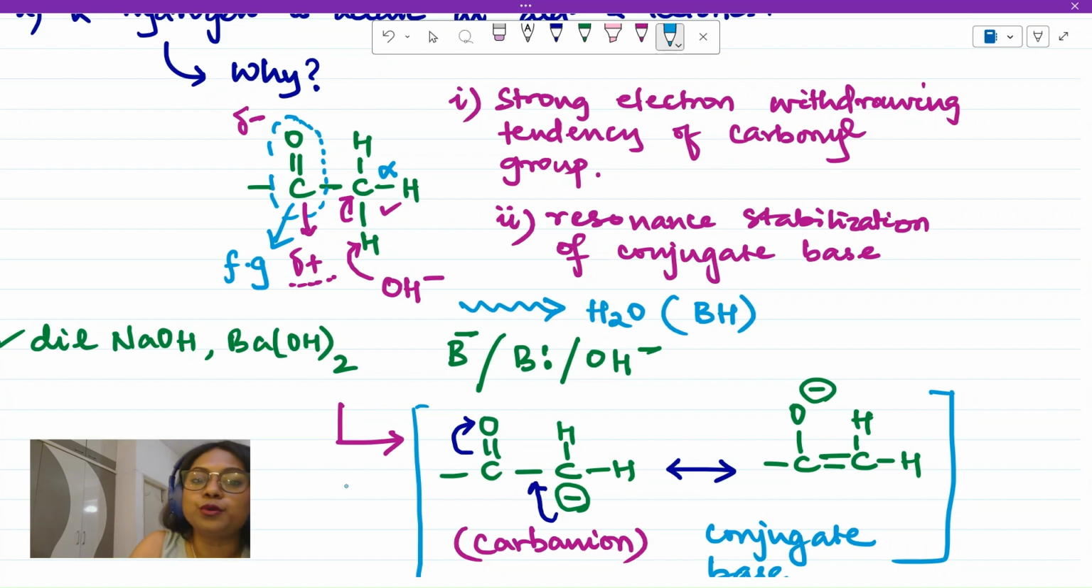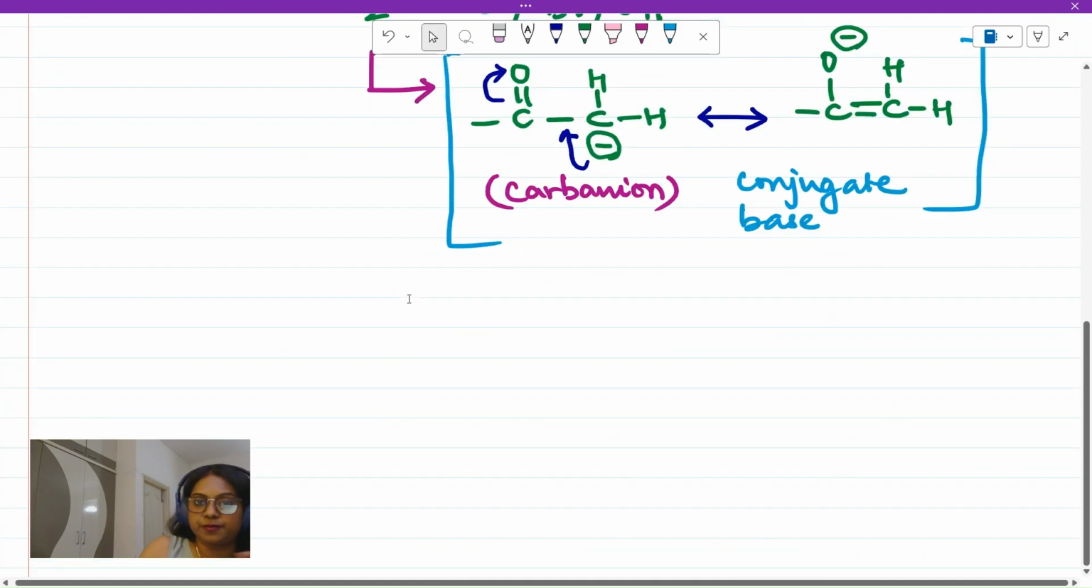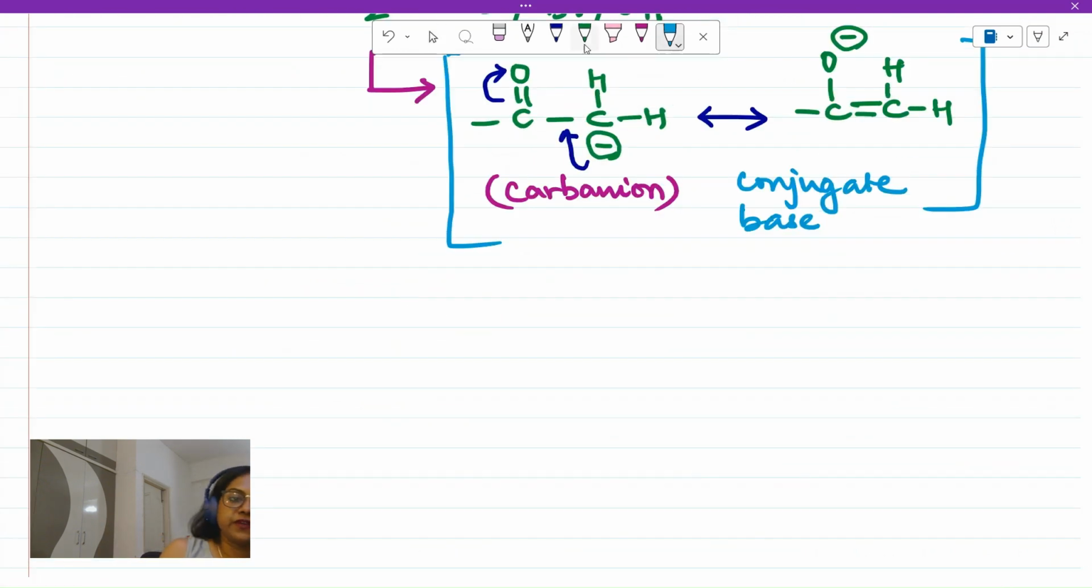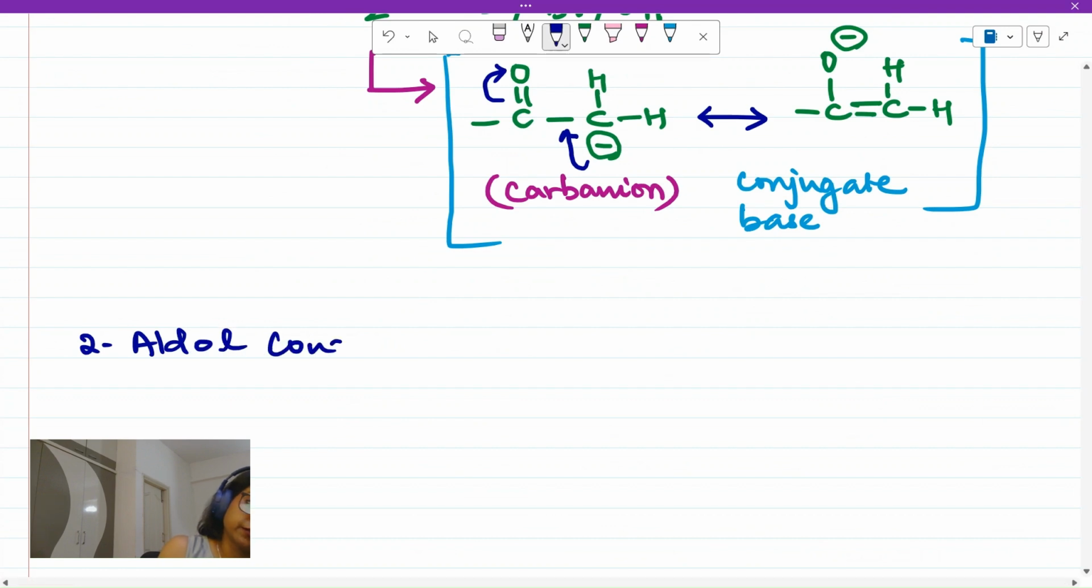Okay, now we will go to the actual aldol condensation. This was just a preliminary discussion on why alpha hydrogen behaves the way it behaves. Now, when we talk about the real aldol condensation, how do we write the mechanism of aldol condensation? This is a super important topic in 12th grade.